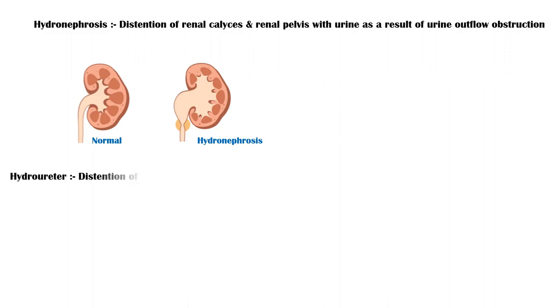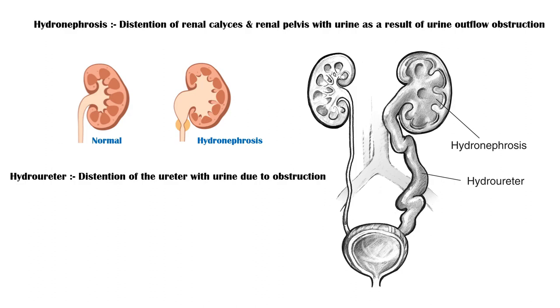The other term, hydroureter, is defined as distension of the ureter with urine due to obstruction. It could be either unilateral or bilateral. Here is an image of a urinary system with both hydronephrosis and hydroureter.